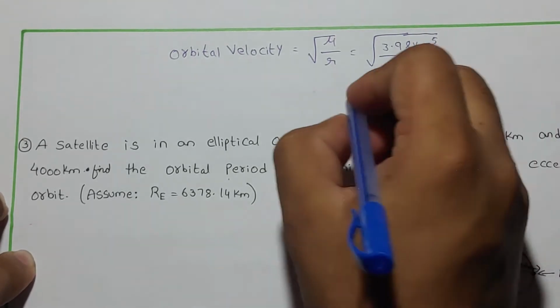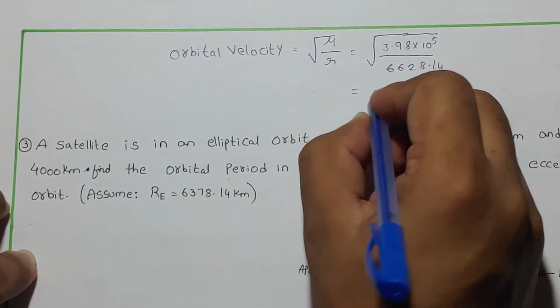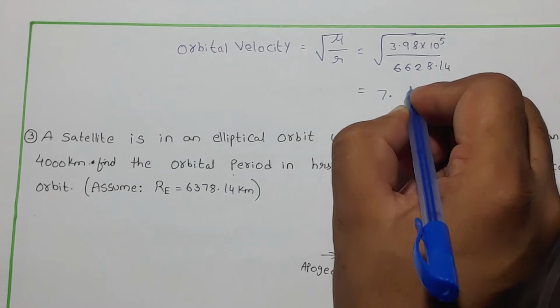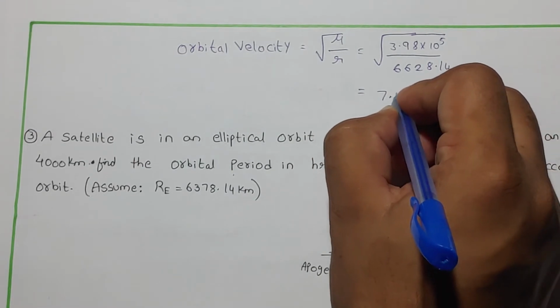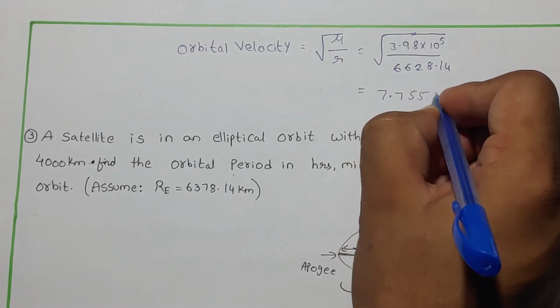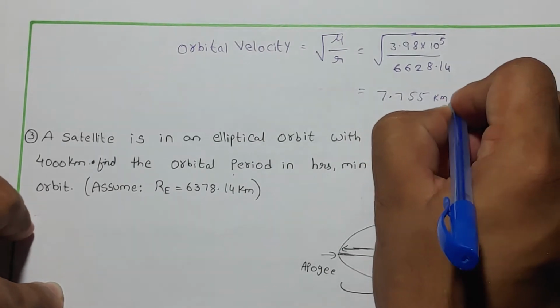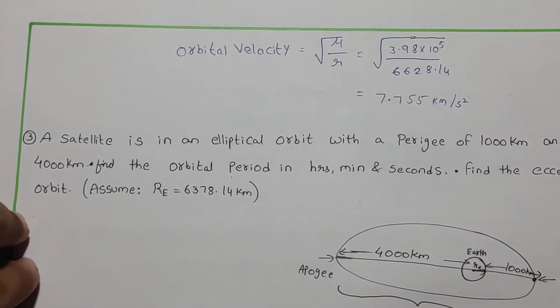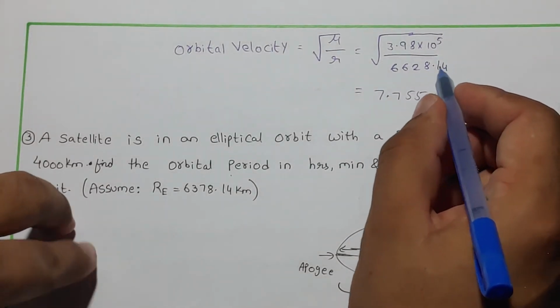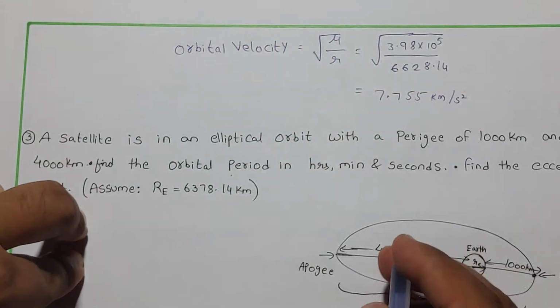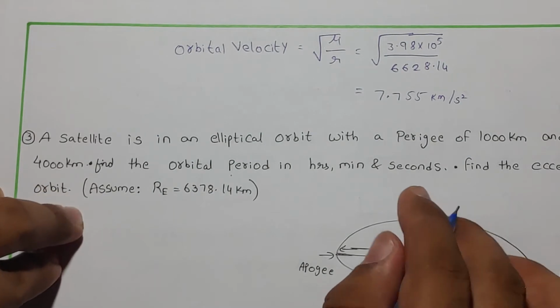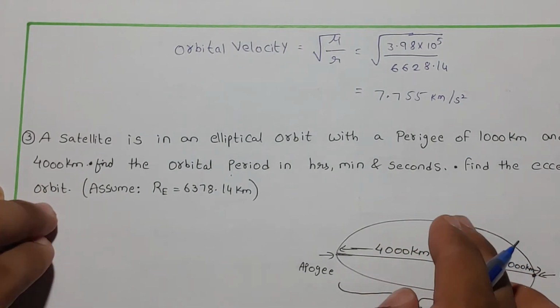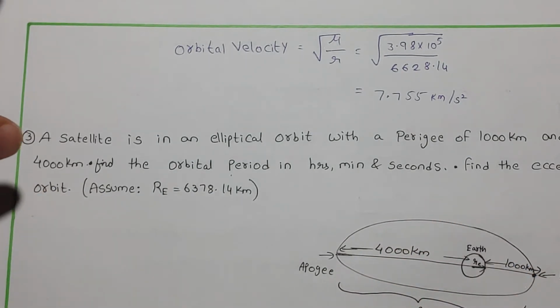28.14 kilometers. By solving this, you will end up with 7.755 kilometer per second square. My intention is not to give the calculations, but to give a procedure how you could solve the problems based on satellite communication. Now let us see one more problem.